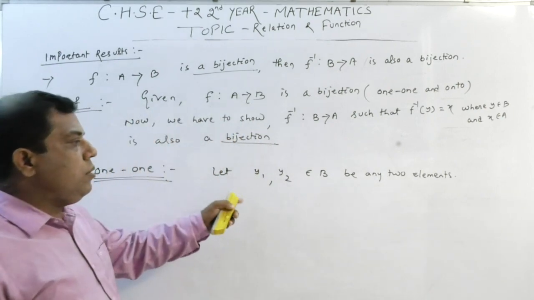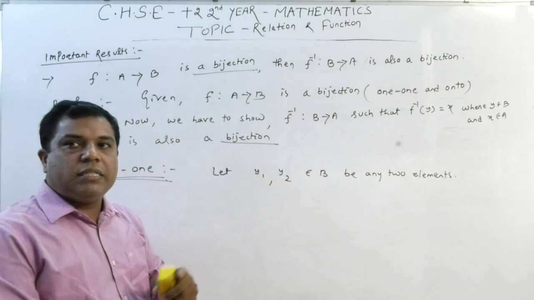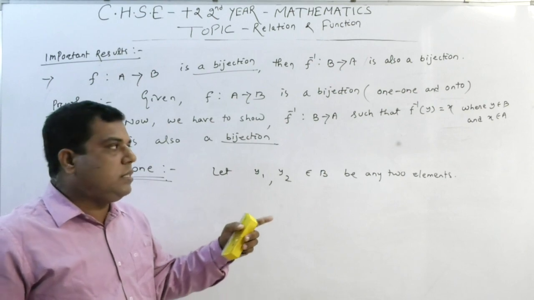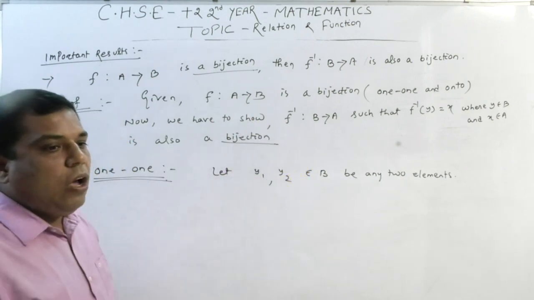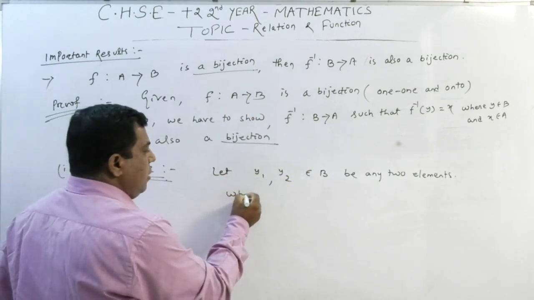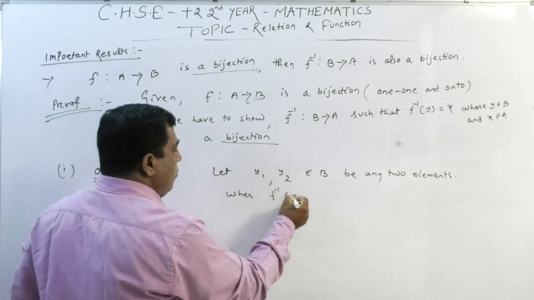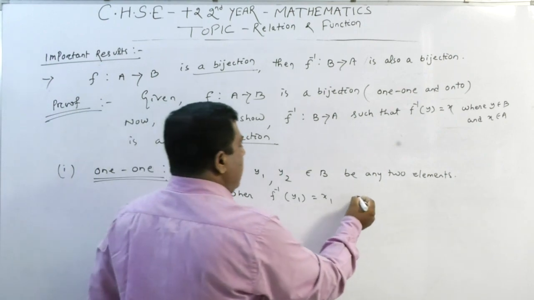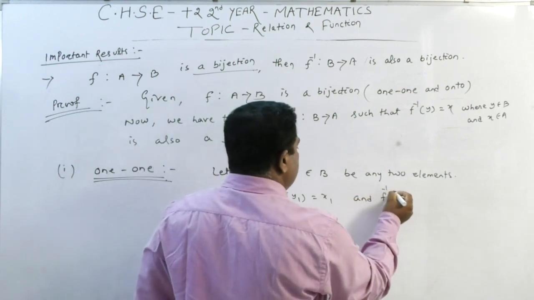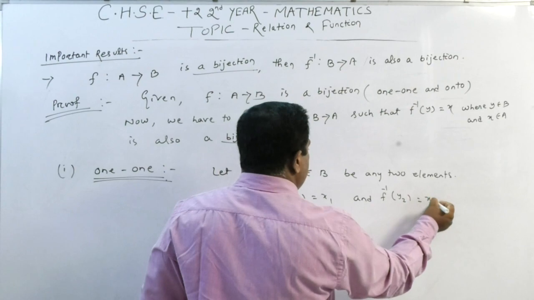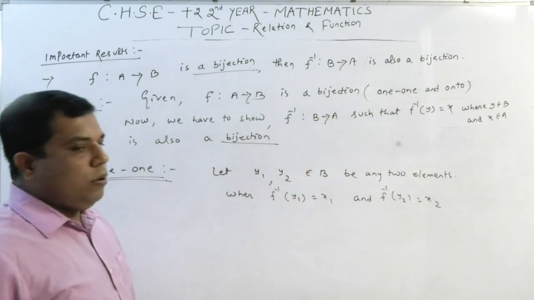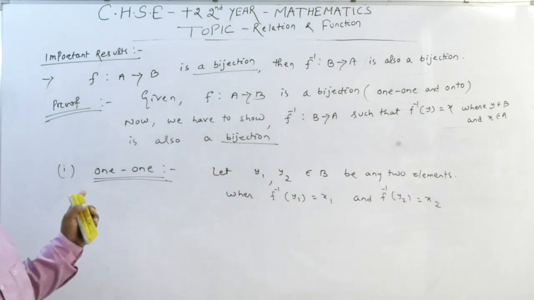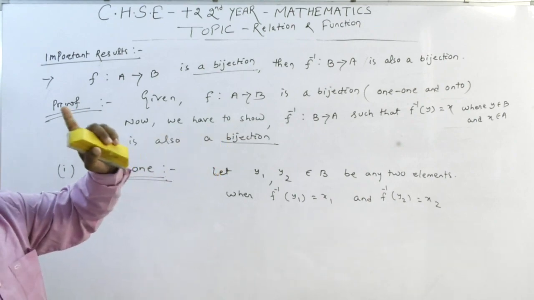So if these belong to B, their images belong to where? Their images belong to set A, where f inverse of y1 is equal to x1 and f inverse of y2 is equal to x2. Okay, so I am writing in a correct manner as we have defined it.